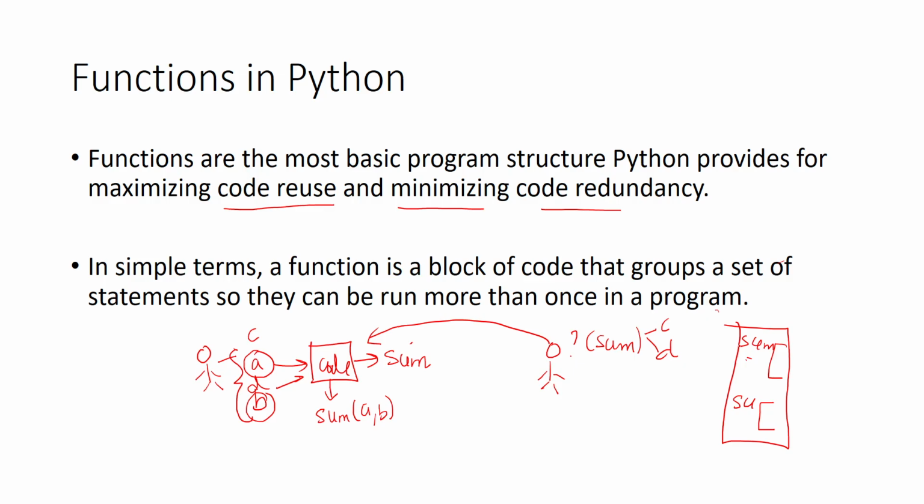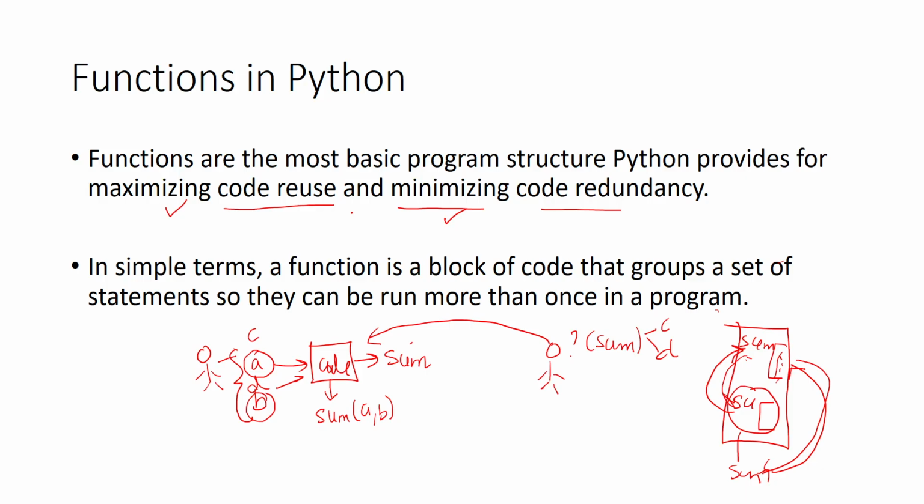Every time I call sum, the function will jump to the definition. It will execute whatever is written here and come back whenever this function has been called. So suppose the next time I call it from this part, it will again jump to the definition, execute it completely, and then come back to my original place. Writing something again and again is called redundancy. So it will minimize the code redundancy part as well. It will maximize the code reuse and minimize the code redundancy.